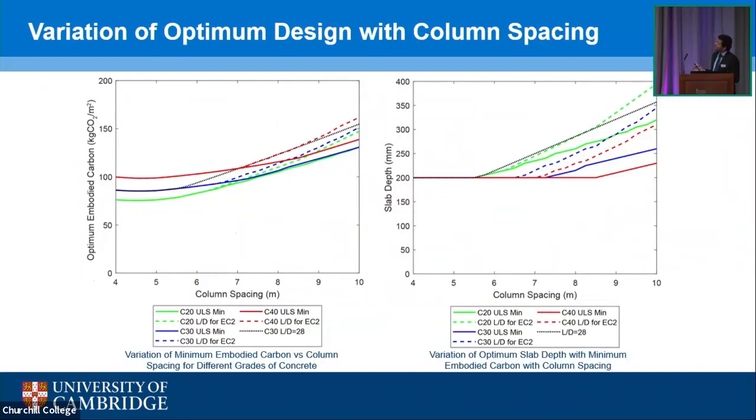So this is the overview of the optimization algorithm I got. For different column spacings, these are the optimum slab depths I can have. This dashed black line is the one from the conventional span to depth ratio. As you can see, there is this much embodied carbon we can save if we can get around the conventional design approaches.